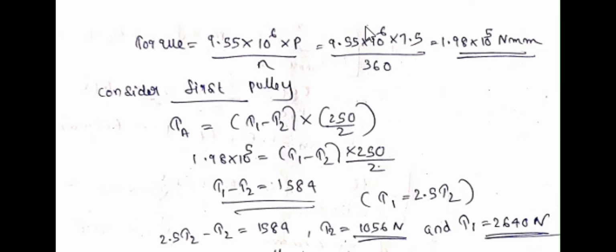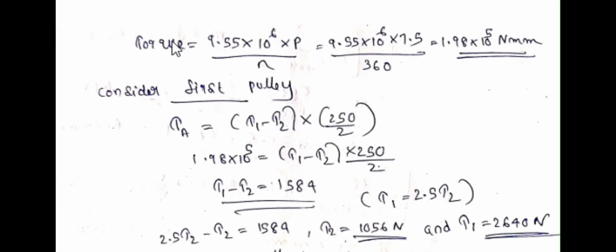So now we have to find the torque. The general torque of the shaft we can find by using this equation: 9.55 into 10 raised to 6 P by N. That will be 1.98 into 10 raised to 5 Newton mm. But you need to find the individual tension on both the pulleys.